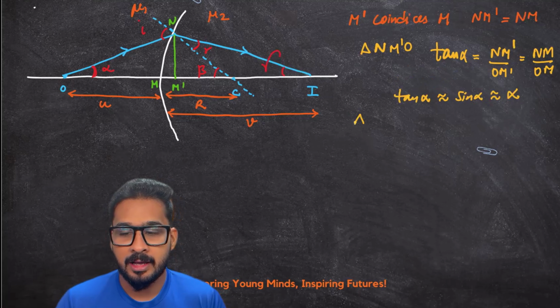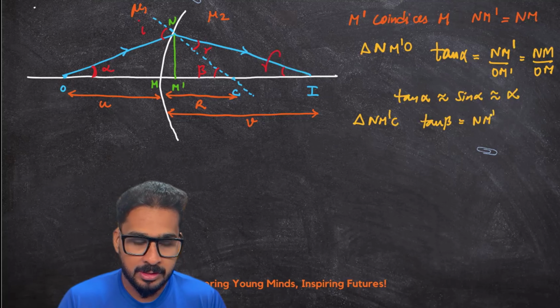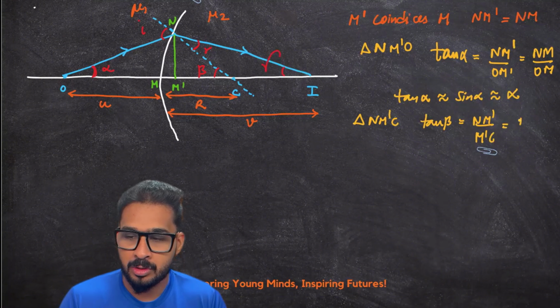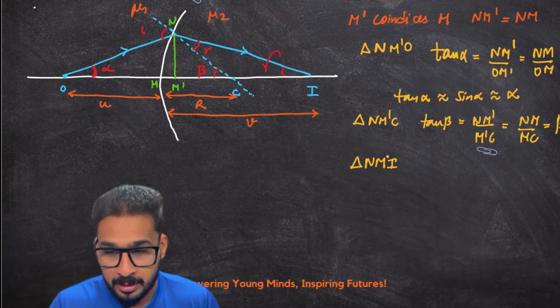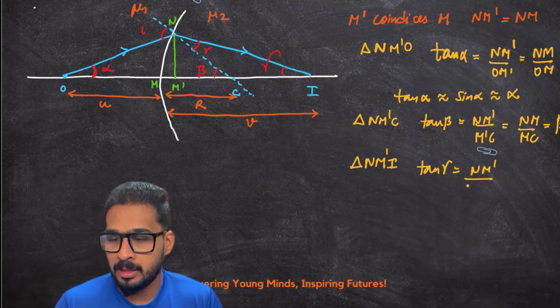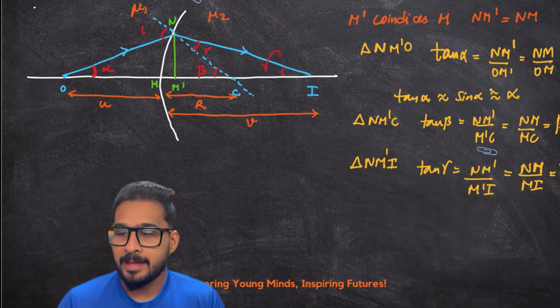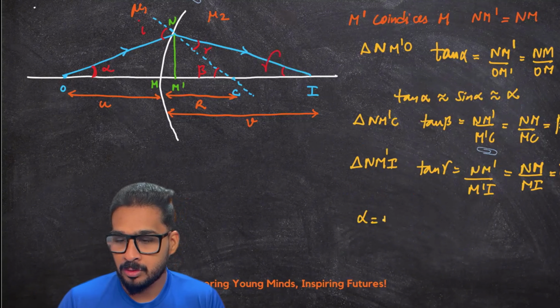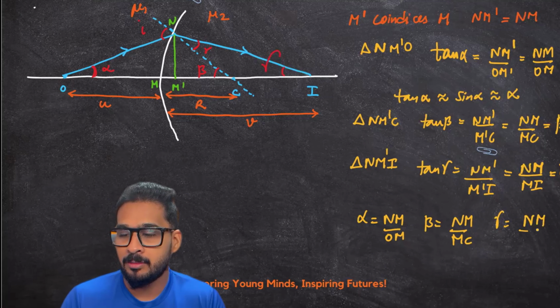Similarly, I can consider triangle NM'C, where tan beta is equal to NM' divided by M'C, which is equal to NM by MC, which can be written as beta. Similarly, consider the triangle NM'I. We can say tan gamma is equal to NM' divided by M'I, which can be written as NM divided by MI, which is equal to gamma. So this is the first step in the process. I can summarize this as alpha is equal to NM by OM, beta is equal to NM by MC, and angle gamma is equal to NM divided by MI.